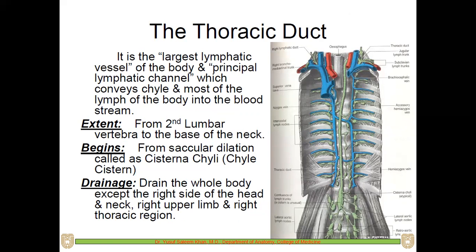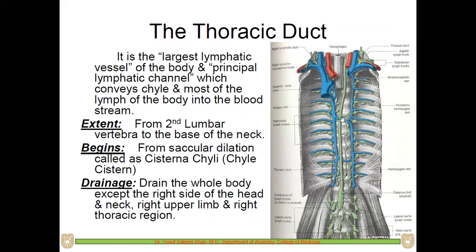Now coming to the thoracic duct, this also we have briefly discussed. Again, some more features here. As I said, this is the largest lymphatic vessel of the body as well as the principal lymphatic channel, because as we saw, most of the parts of the body will be drained by this lymphatic channel. This is the thoracic duct. So that's why it becomes the principal lymphatic channel and the largest lymphatic vessel, which conveys chyle and most of the lymph of the body into the bloodstream.